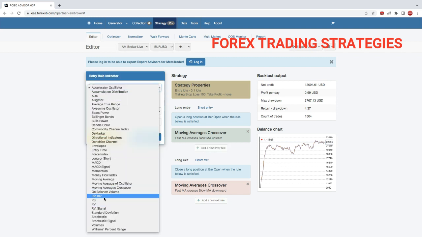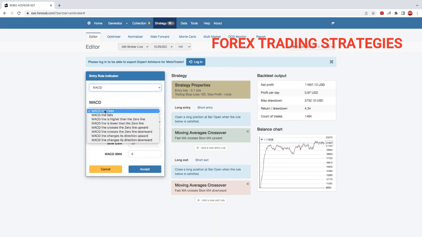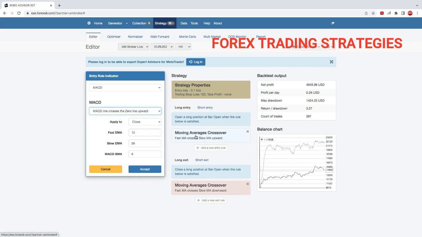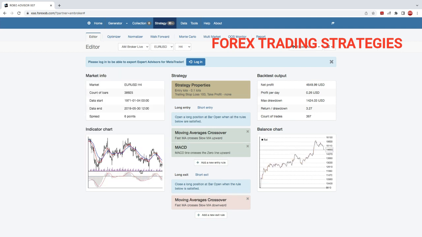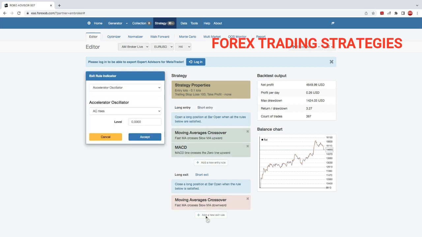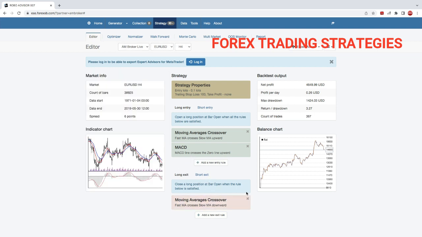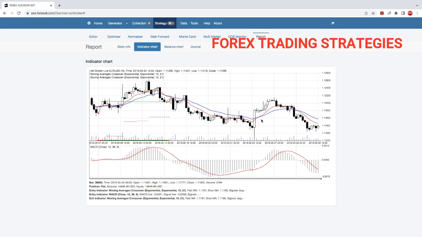Here you can actually add some more conditions. Maybe we add a MACD, and we want MACD to cross the 0 line upward for a buy, and for a short entry when it crosses downward. And for closing the trades, maybe we just keep the moving averages. So this will be the chart that you would have. But now MACD is filtering some of the trades. Now they are not as common.